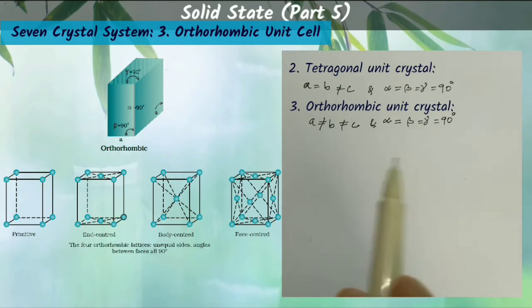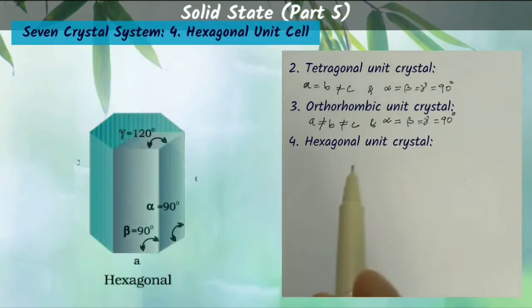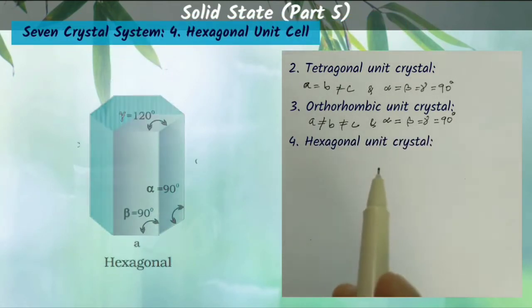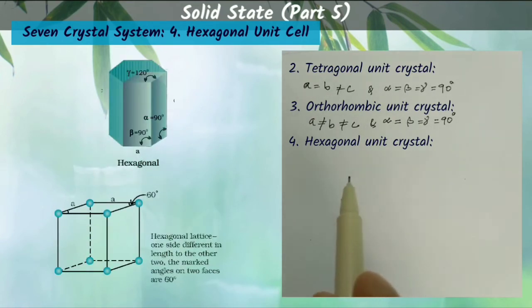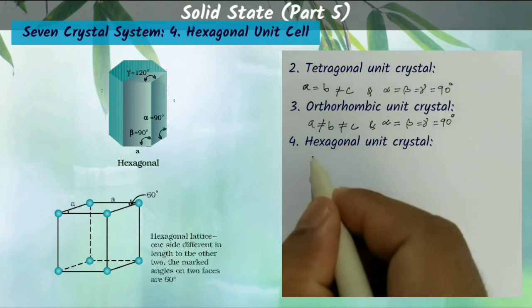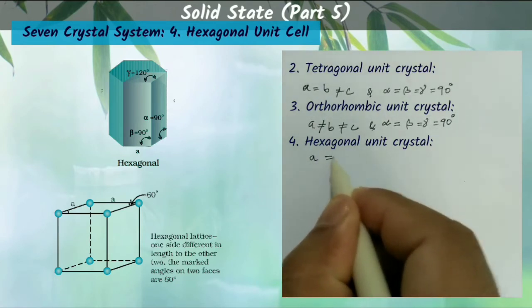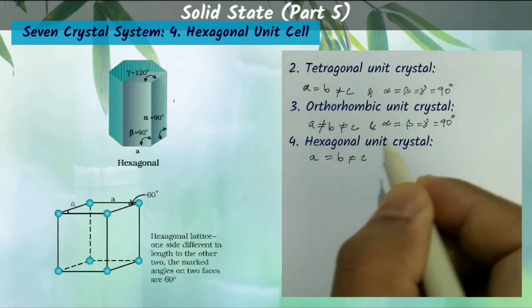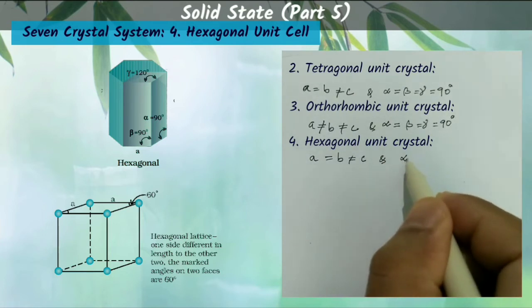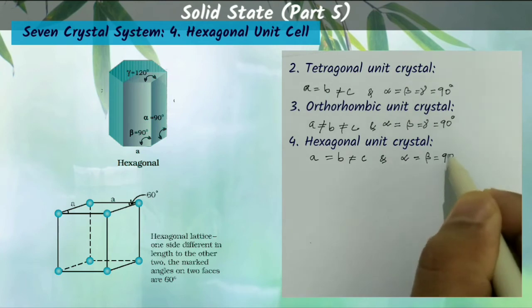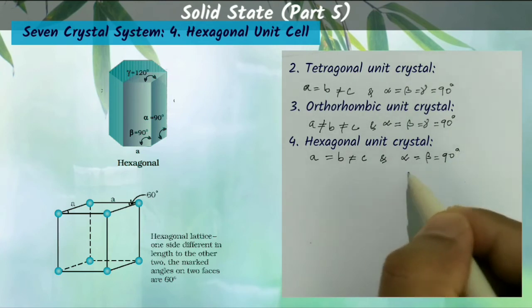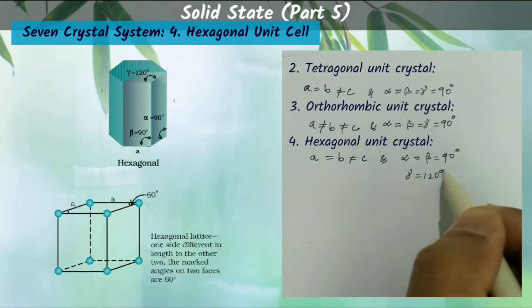The fourth one is the hexagonal, which exhibits only one Bravais lattice, which is primitive, that is, only the corners of the unit cell are occupied by the constituent particles. For this unit cell, a = b but it is not equal to c, and alpha = beta = 90 degrees, but gamma = 120 degrees.